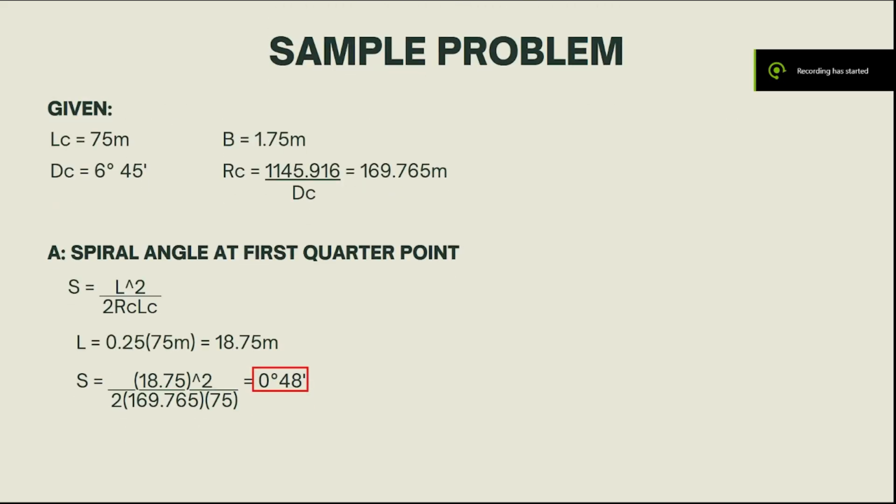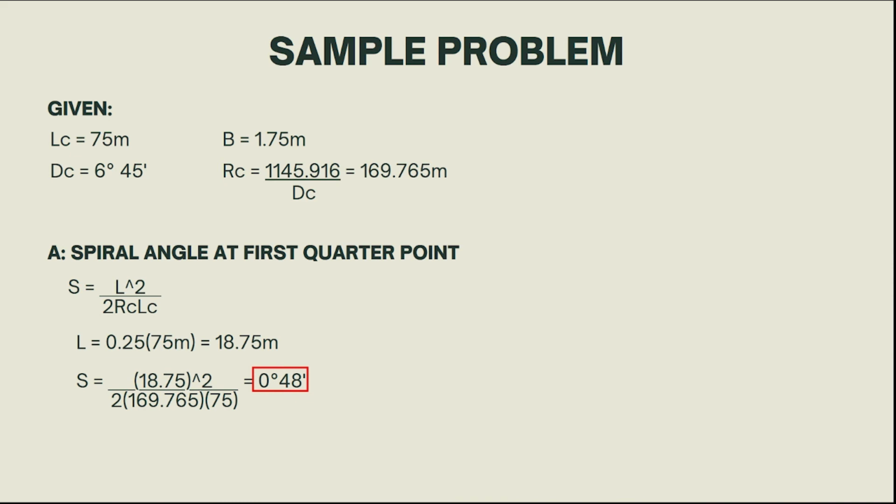Thus, we are given LC, or the spiral length of 75 meters, DC of 6° and 45 minutes, B of 1.75 meters, and RC, which we can get from DC by dividing 1145.916 by DC, or 6° and 45 minutes, to come up with 169.765 meters.